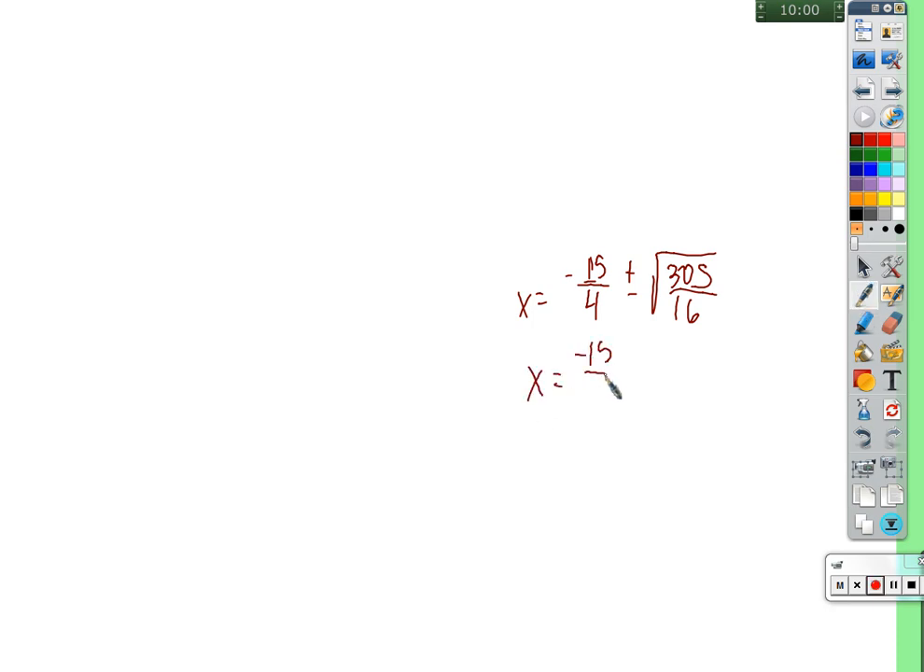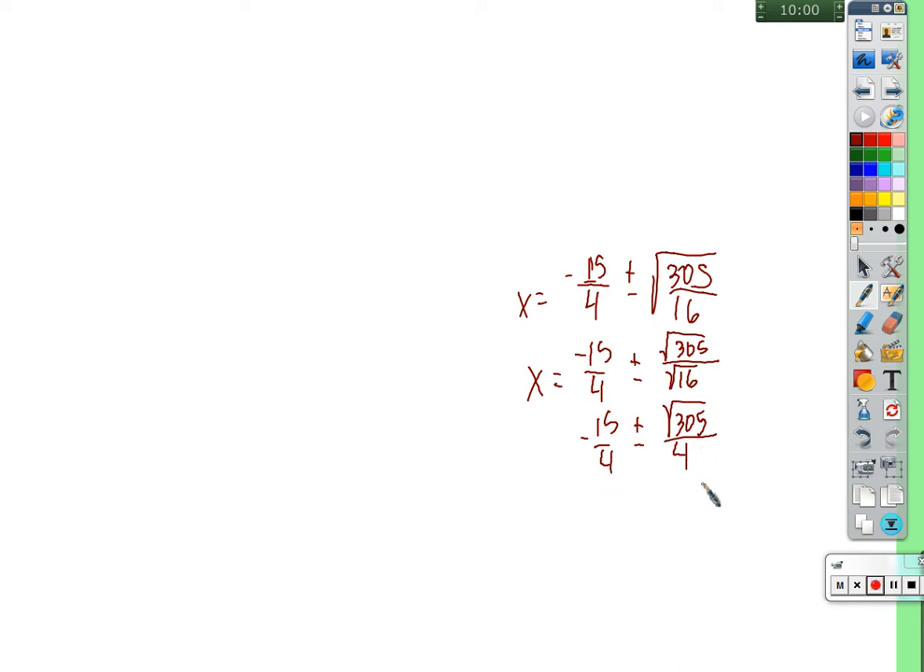Got -15/4. With square roots, we have the square root of a fraction. We can take the square root of the numerator over the square root of the denominator. We got the square root of 305 over the square root of 16. What's the square root of 16? 4. Alright, so we got the square root of 305 over 4.